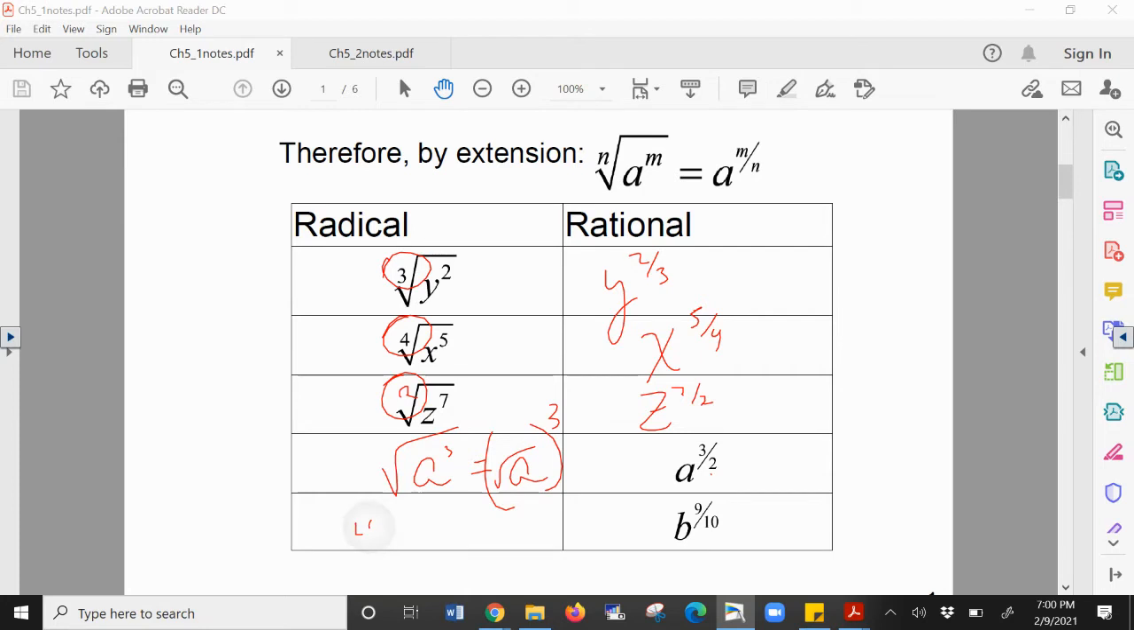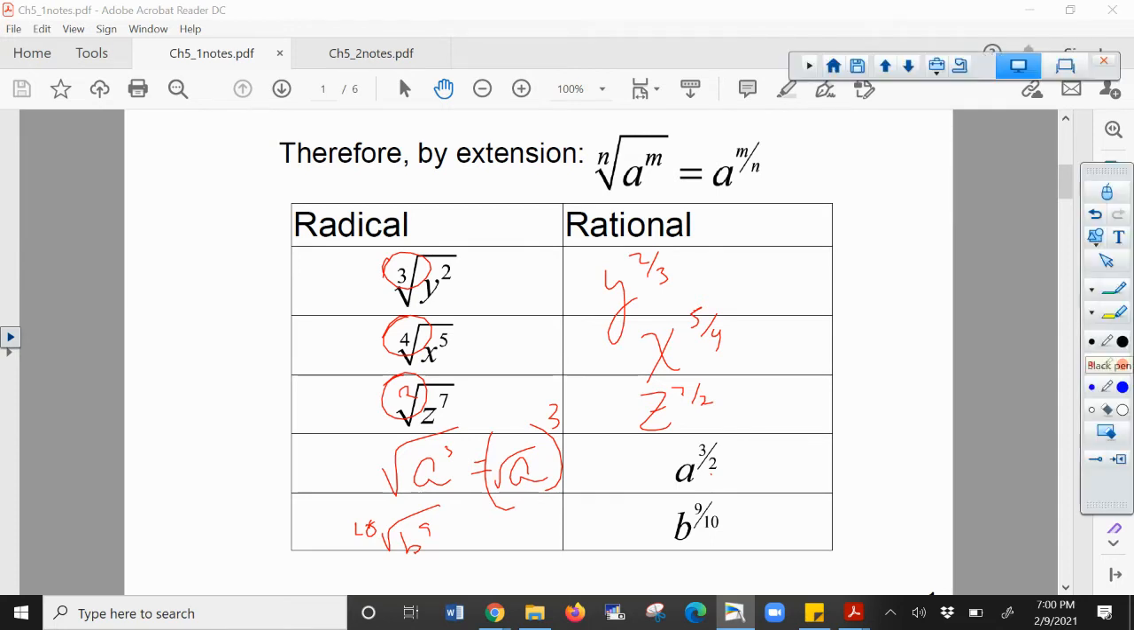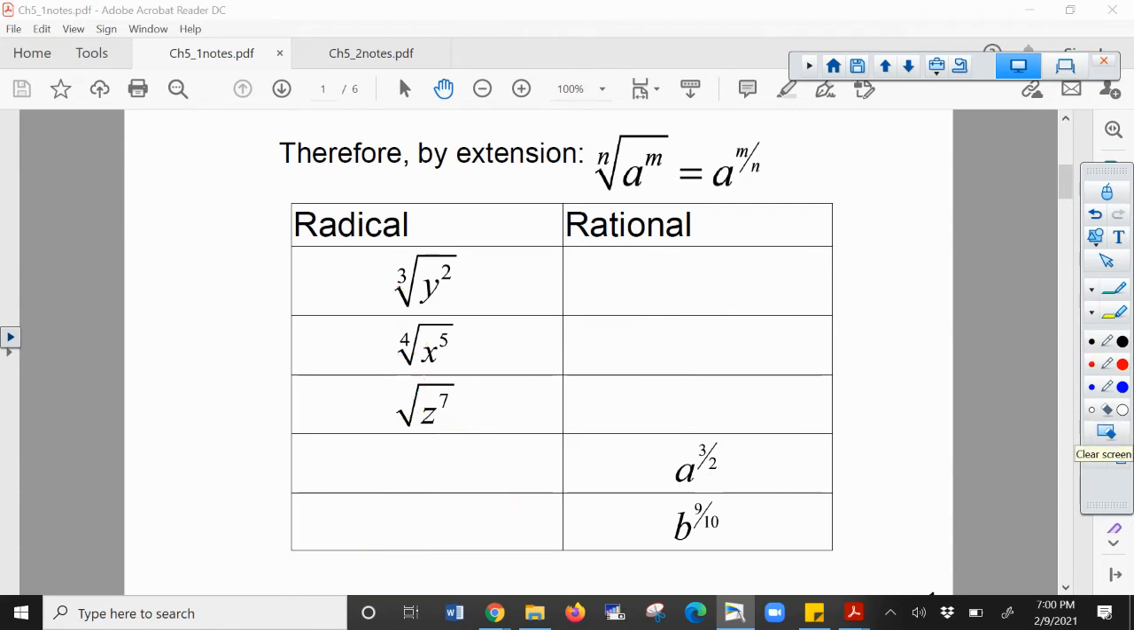Next one, this is the 10th root of b to the 9th, or the 10th root of b, and then take the whole thing to the 9th. But that's not so important at the moment. So anyway, make sure you have those down, because those are your key to being able to convert between radical and rational forms of these problems.